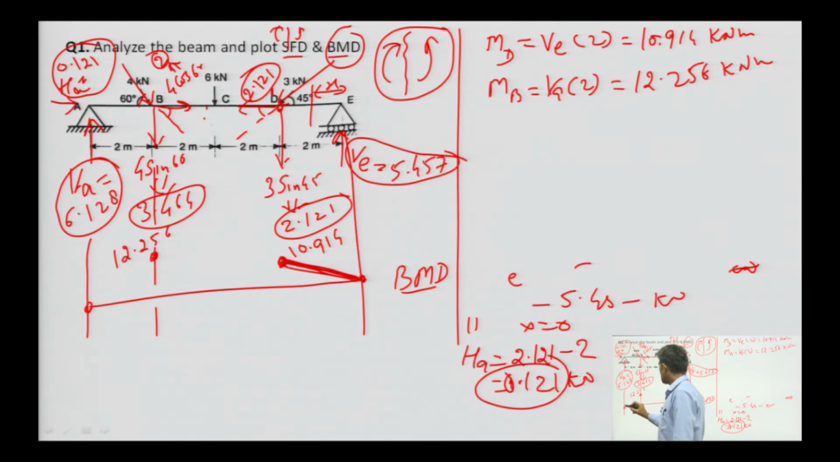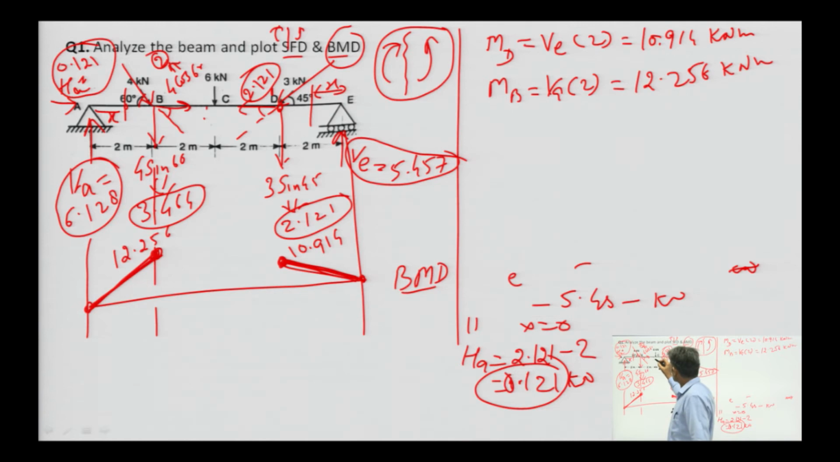12.256. Okay. And what will be the bending moment in between? It will be given by this straight line. Why straight line? If we consider any section x, then the bending moment at this section will be V into x. So, it is a linear variation. So, we will get this one. Okay. So, you have plotted this value for segment AB, for segment DE.